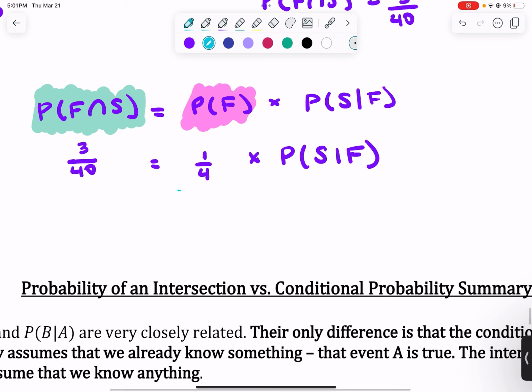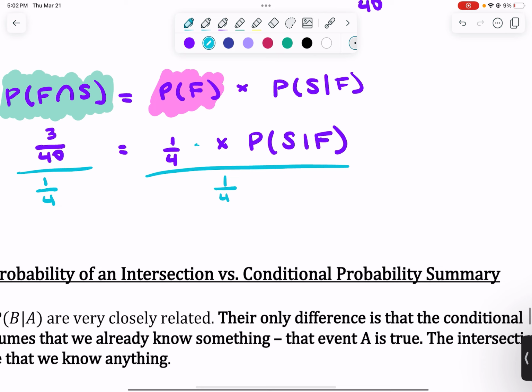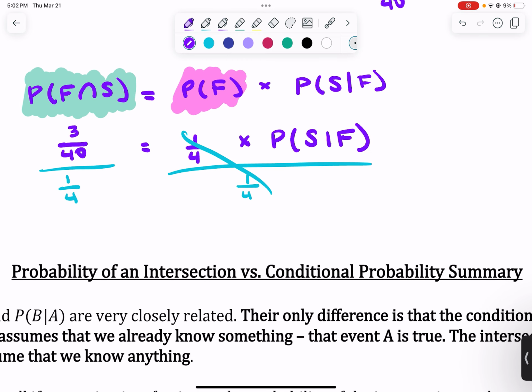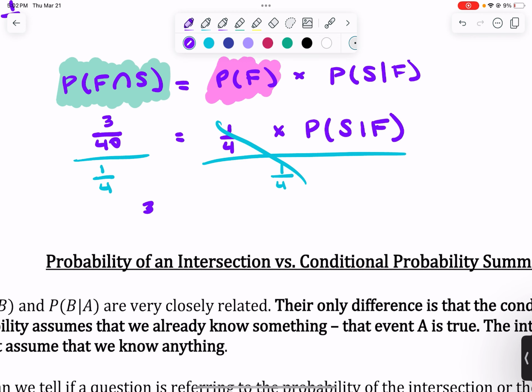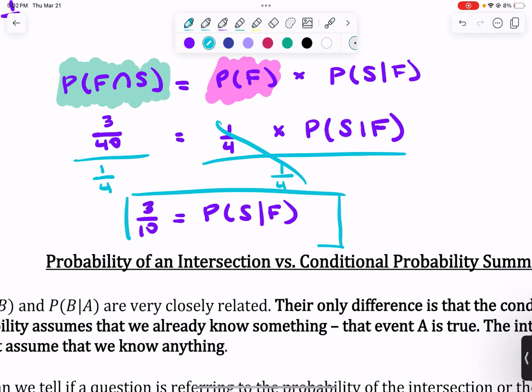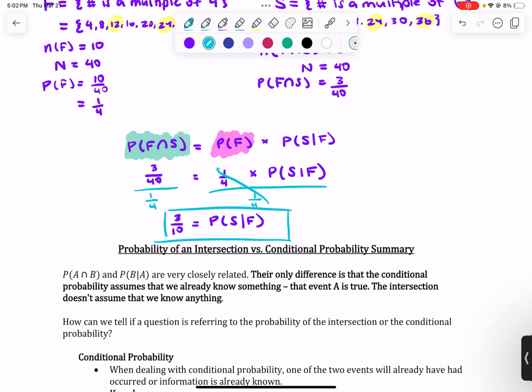So, same as before, I'm going to divide both sides by a quarter so that I can undo that multiplication. I might get my final answer as a decimal. I might get my final answer as a fraction. However I do it is equally okay. If I keep it in fractions, I'm going to get 3/10 is my probability of the number being a multiple of 6, given that I already know it's a multiple of 4. Or I might say 0.3, depending on how I plug that into my calculator. But that's what I got.